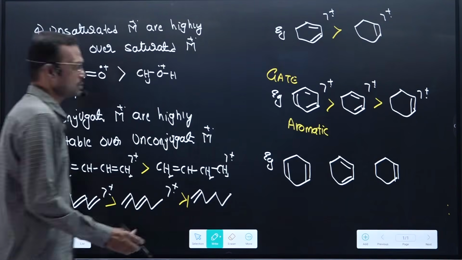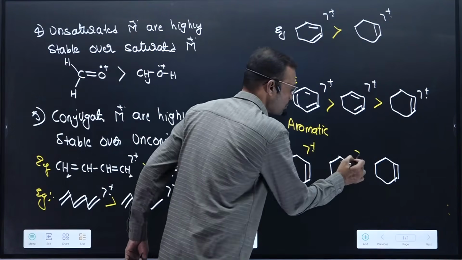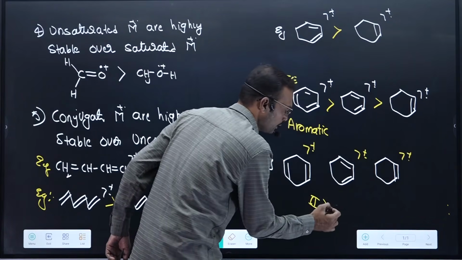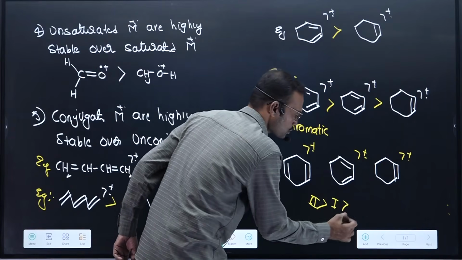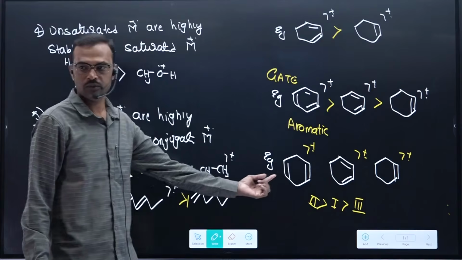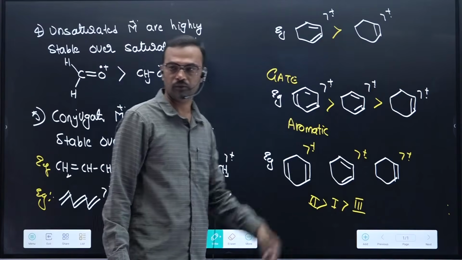Which is more stable? The second one, as a molecular ion. I am writing this as a molecular ion. So the second one is more stable than the first, and the first one is more stable than the third one. Here there is more availability of pi electrons, and there less availability of pi electrons.